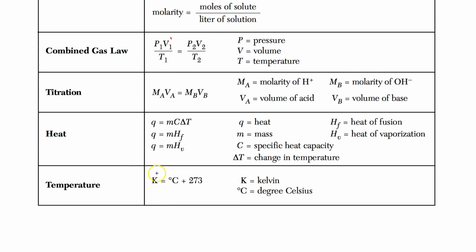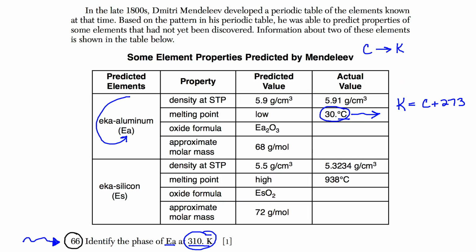Kelvin equals Celsius plus 273. So I'm going to use that to convert 30 degrees Celsius into kelvins. So there is my formula I got from table T. And let's solve for Kelvin. Let's convert 30 degrees Celsius into Kelvin.